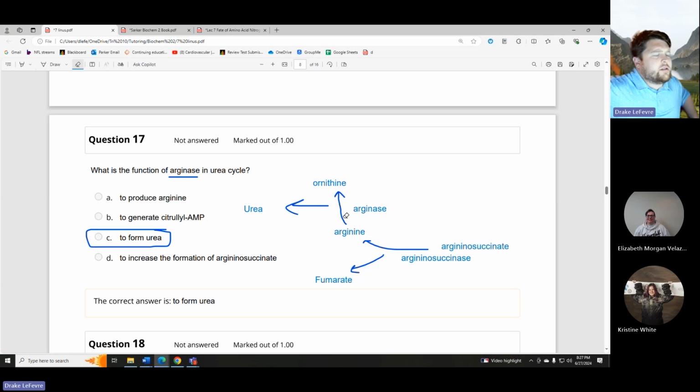And our glutamate hands off the amino group to what other compound, what other molecule in order to form alanine? Pyruvate? Perfect. Good. Pyruvate. And what does that glutamate turn into when it gives up that amino group? Alanine.